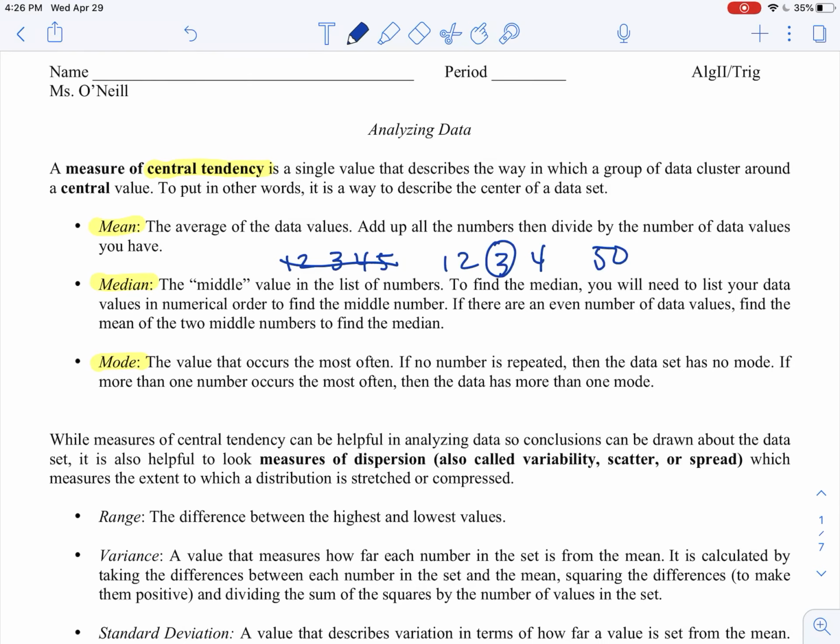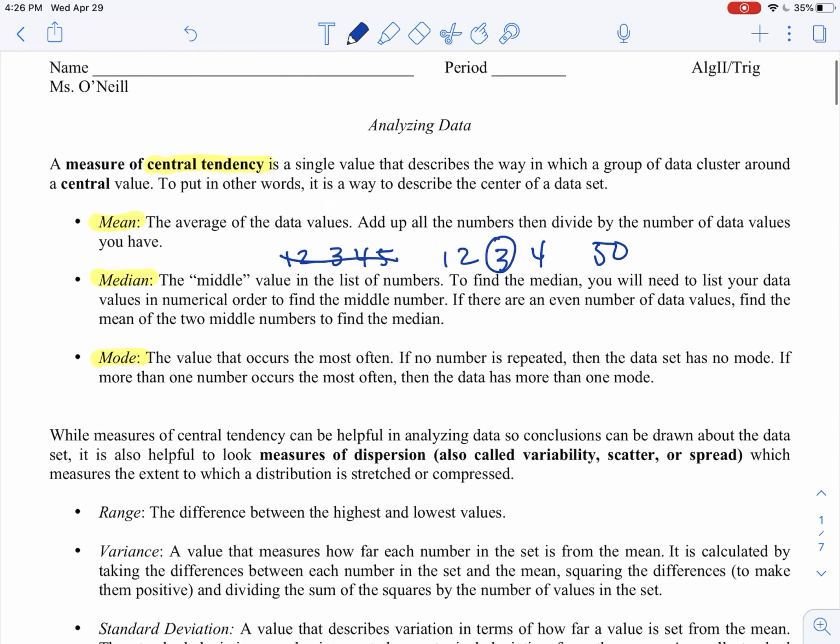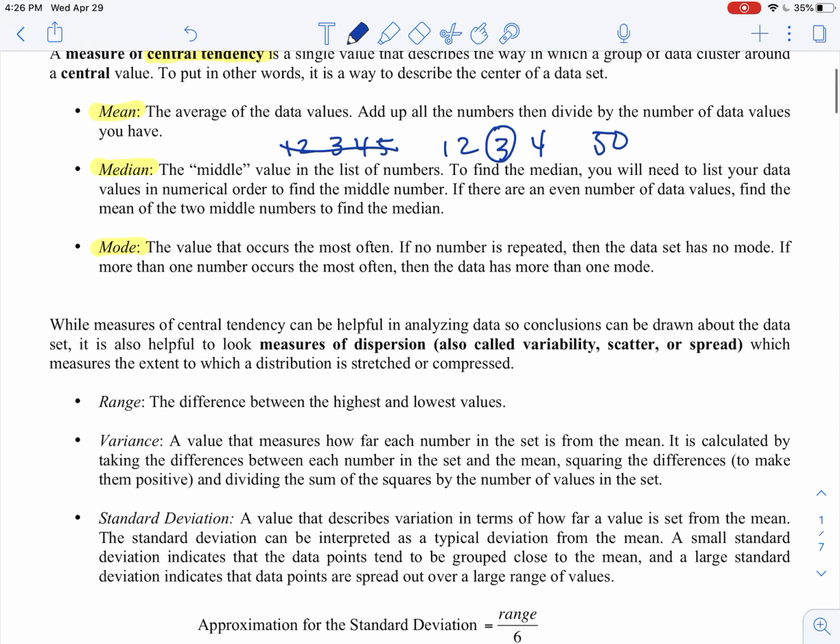And then finally, mode is the value that occurs most often. So again, any of these three values could potentially be used to describe what's happening with the data set. There are also some things called measures of dispersion. It really has to do with the spread or the scatter or the variability, I should say, of a data set. Think of it as spread, how far spread out they are.